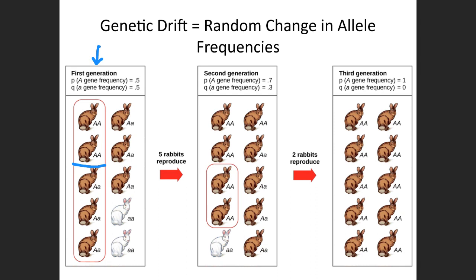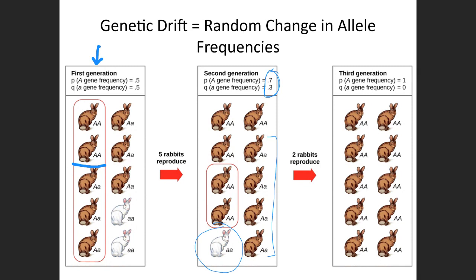Then in the next generation, just by chance, 5 of the rabbits are reproducing. Those are the ones that are circled in red. And just by chance, as they're passing on their alleles, it's random whether big A or little a gets passed down. We end up with 70% big A in the next generation and only 30% little a. So if we look at these new rabbits that are born, we have 1 homozygous recessive and we have 4 heterozygotes. So our proportion of little a has just dropped.